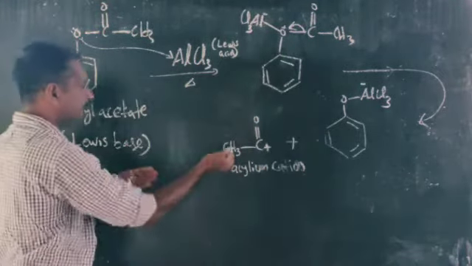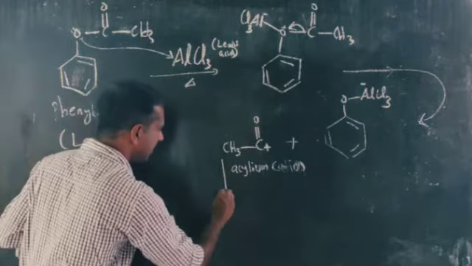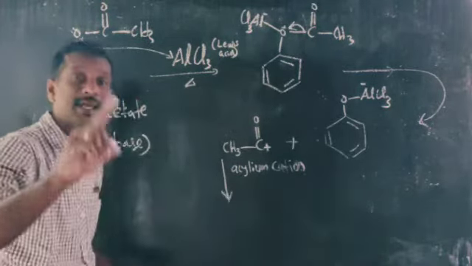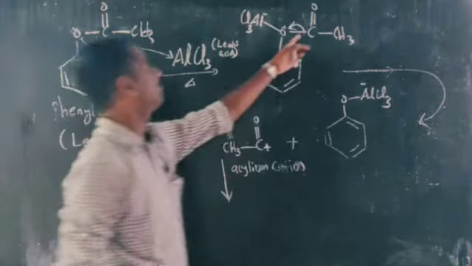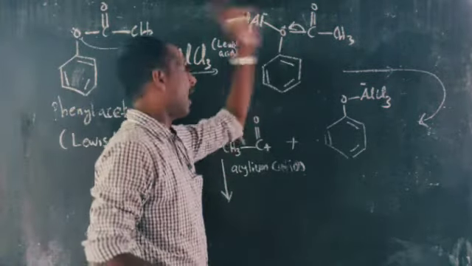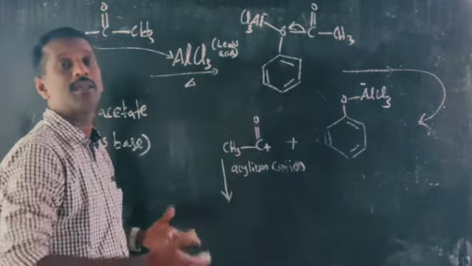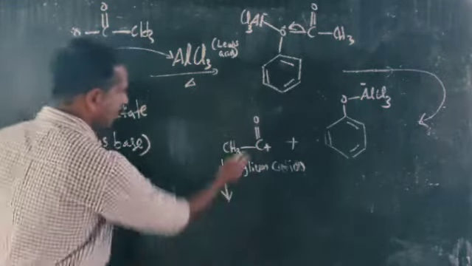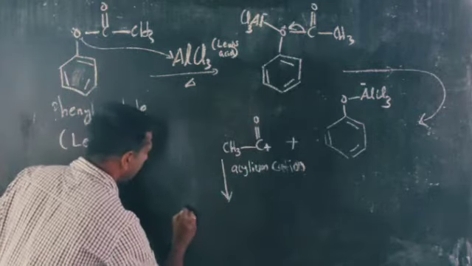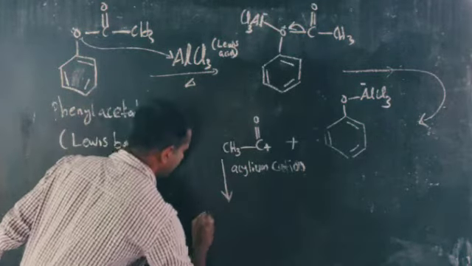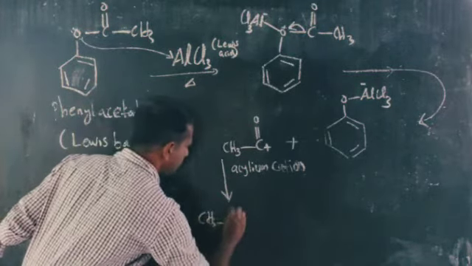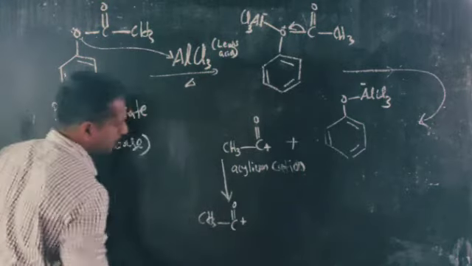You can see that this is separating because this acylium cation can be stabilized by resonance. That is the reason why this bond is immediately breaking, because after breaking this bond, the acylium cation is forming, and that acylium cation can be stabilized by resonance. What is the resonance structure? Look at it here. You can see that this is CH3, C double bond O. Of course, here is a positive charge.